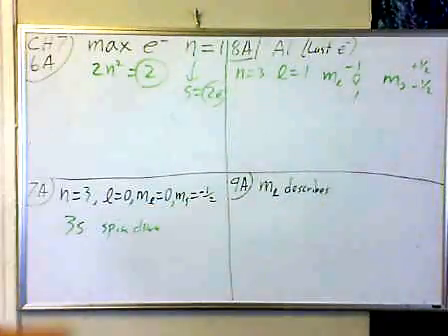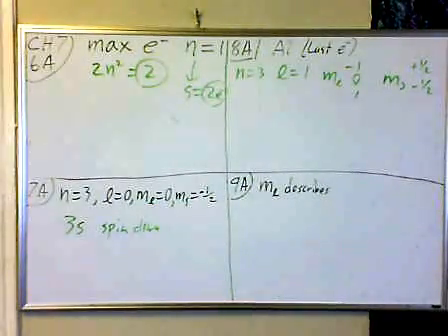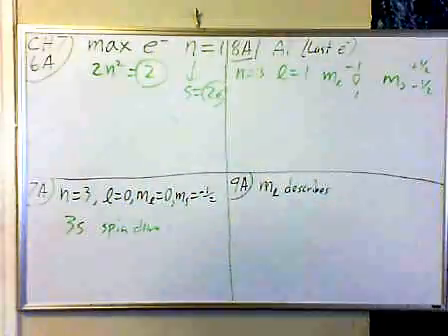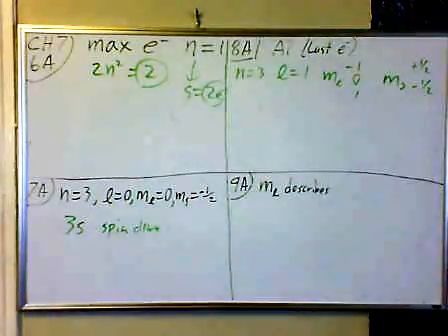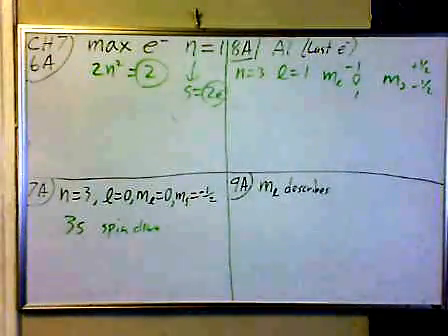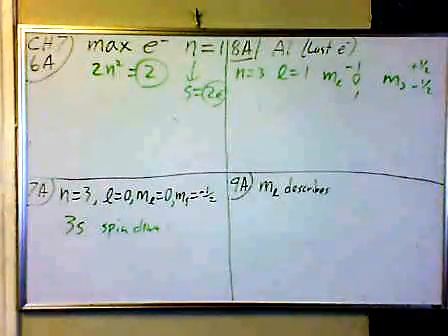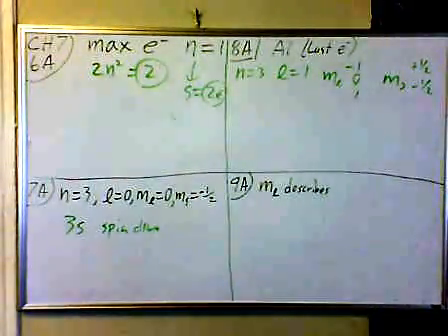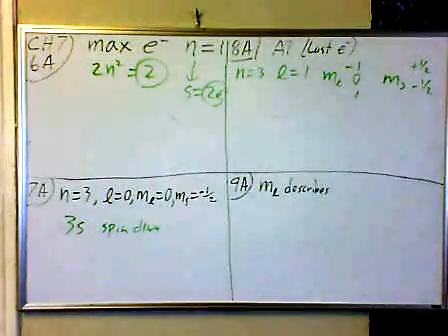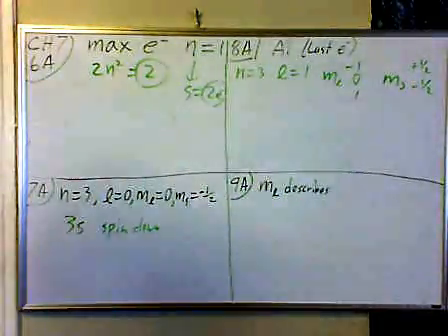And then m sub L, what does that describe? Well, up here it's saying the orbital. Well, there are 3 orbitals for p, and those three orbitals are just oriented differently in space. So m sub L is our orientation of the orbital in space.